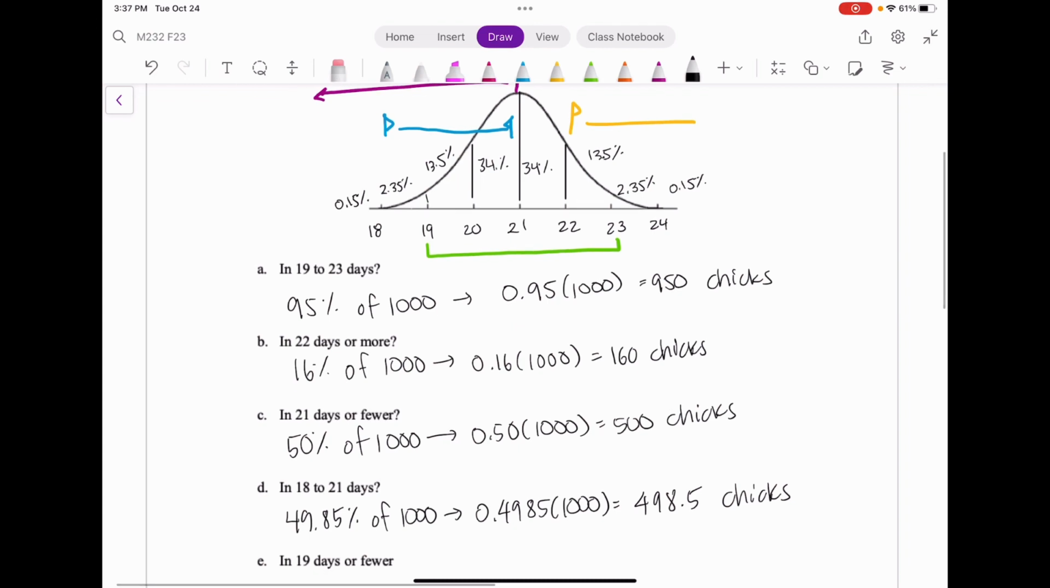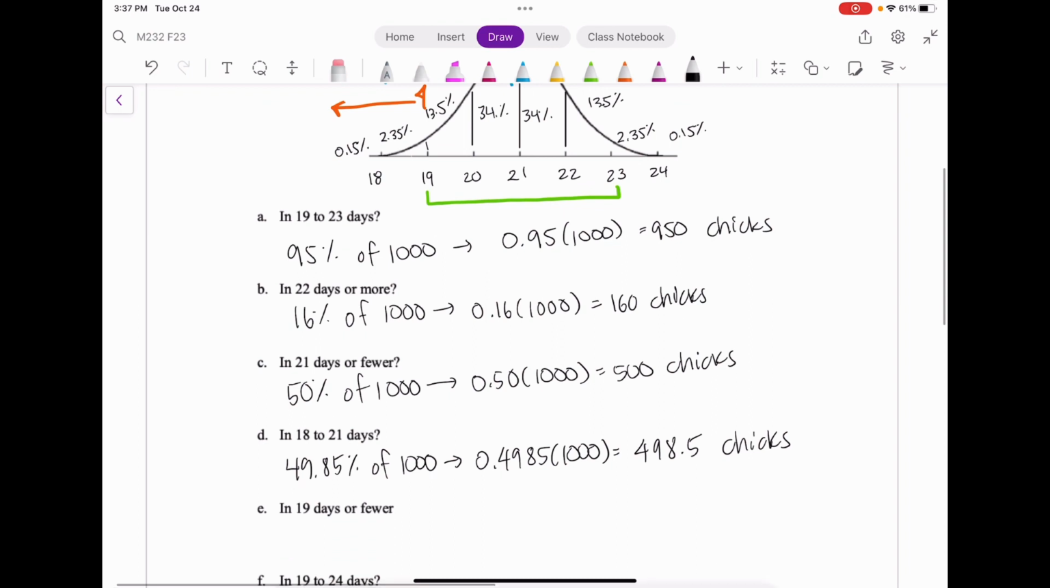Okay, 19 days or fewer. I go to 19 and I add the values down. 2.35 and 0.15 is 2.5. Calculating 2.5% of 1,000. Convert this to a decimal. If you're not sure how to convert a percent to a decimal, you divide by 100 and drop the percent sign. And we have 25 chicks here.